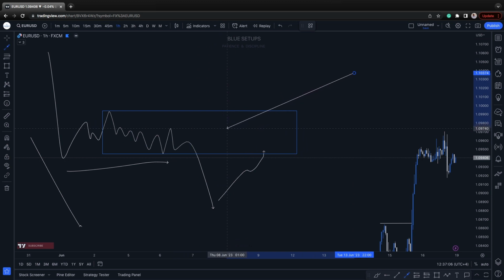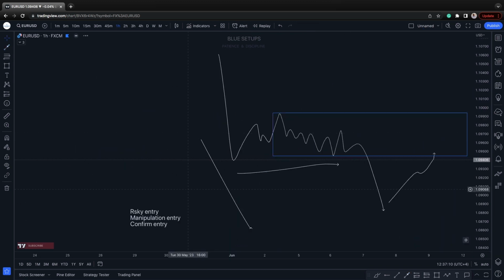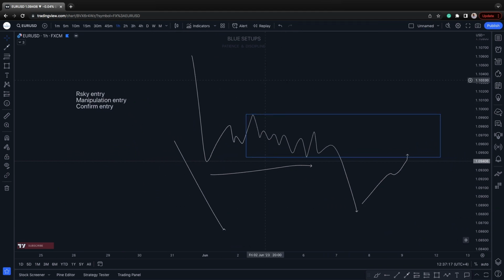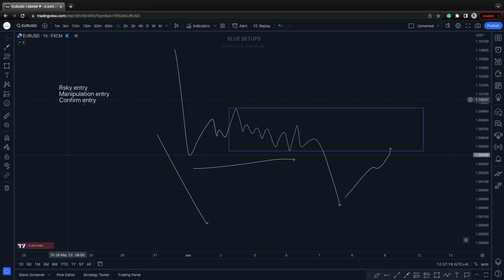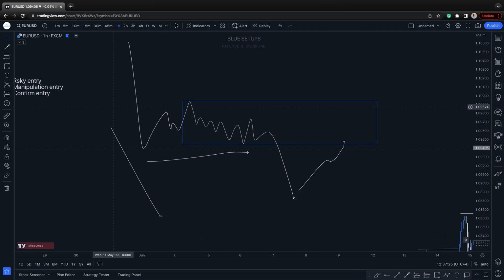In order to understand more what I mean by that, we'll explain three entry criteria. These are just a few of my entry models, which we shall talk about: the risk entry, the manipulation entry, and the confirm entry. So starting off with the risk entry.